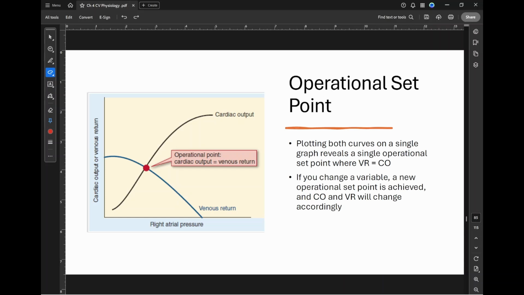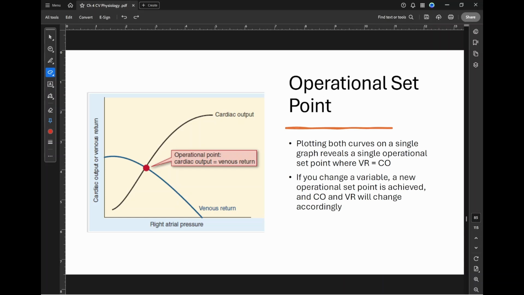If you change any of these variables we talked about before, blood volume, venoconstriction, vasoconstriction, it's going to alter this set point. And that tells you where your venous return and cardiac output are going to match up as you alter these things. And I'll do it in my recording later when I draw it out for you guys. It'll make more sense.